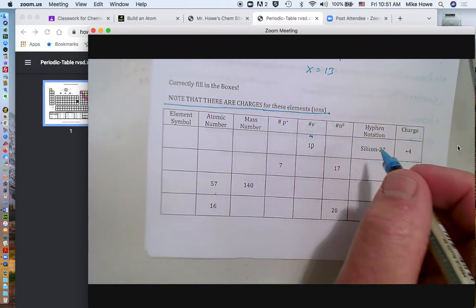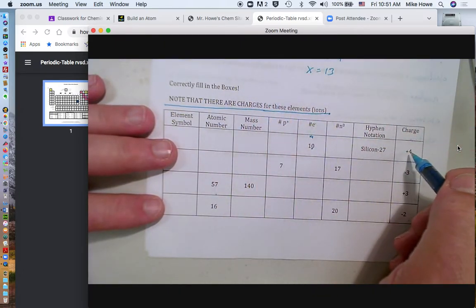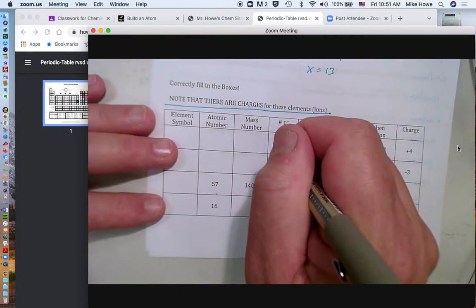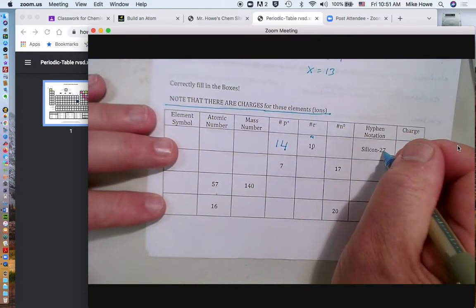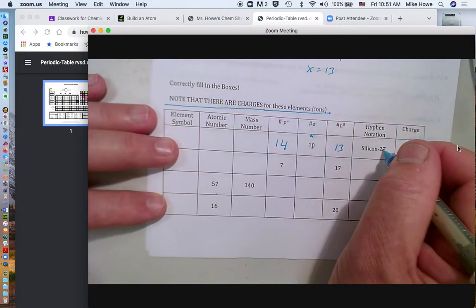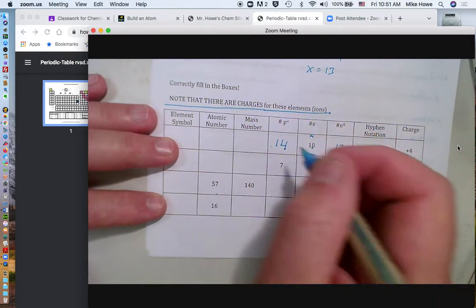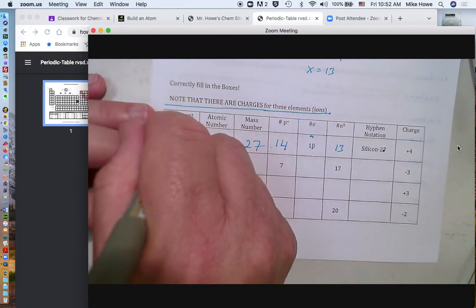So when there's no charge, remember the protons equal the electrons. In this case, when there was no charge, there were 14 electrons, so there would be 14 protons. We're told that the mass is 27, so the neutrons would be 13, because 27 minus 14 gives us 13. Mass number is 27, atomic number 14. That's the number of protons, element symbol silicon.